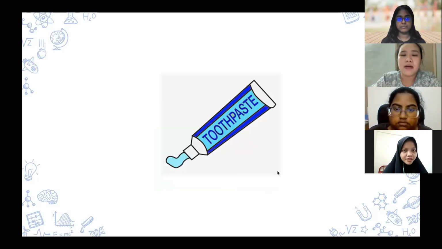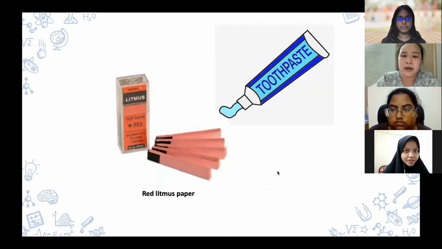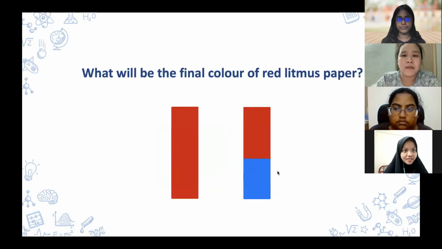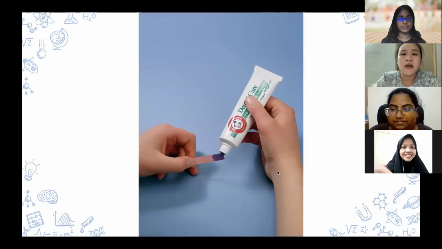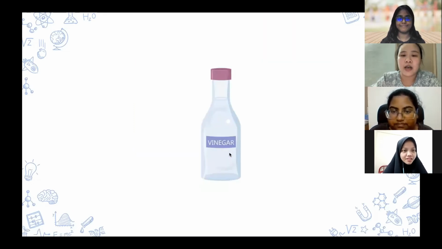Let's go to the next question. This time we're using red litmus paper. If we put toothpaste on red litmus paper, what will be the color of the red litmus paper? Will it remain red or turn blue? Can anyone try? Turn blue, teacher. Very good, Amber. It will turn blue. You can see in this picture that the red litmus paper has turned blue. We go to the last question.